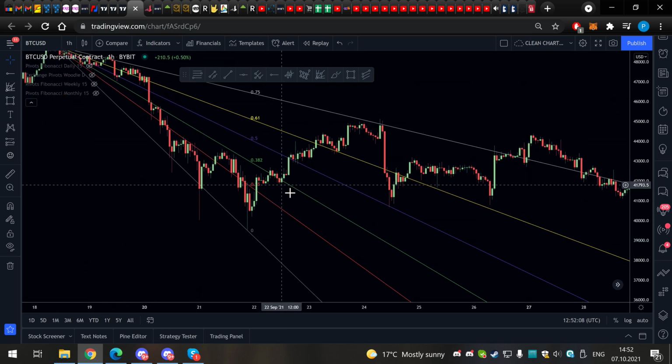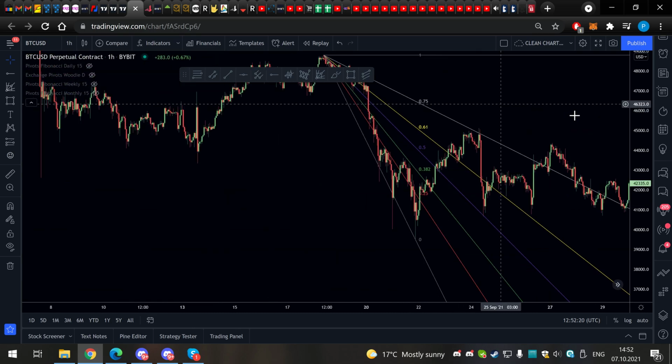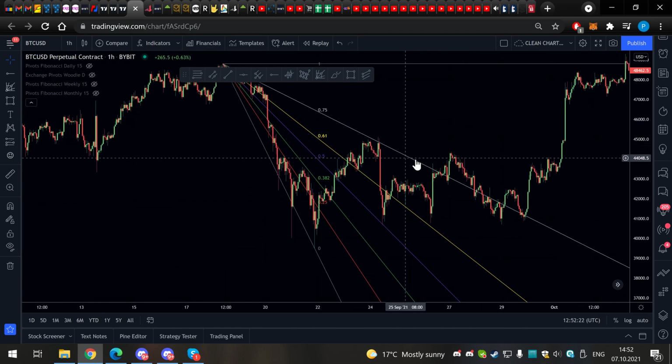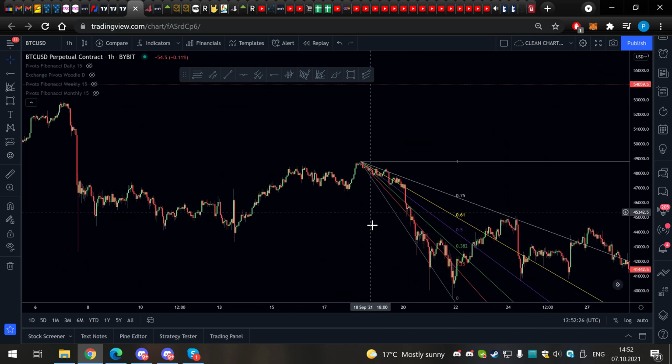0.382, not much reaction. 0.5 was claimed, there was no reaction, but it was claimed as support. 0.61, not much reaction. And finally 0.5 is stopping us and the move. Nice. And it became a bit of support over here, so not so precise.